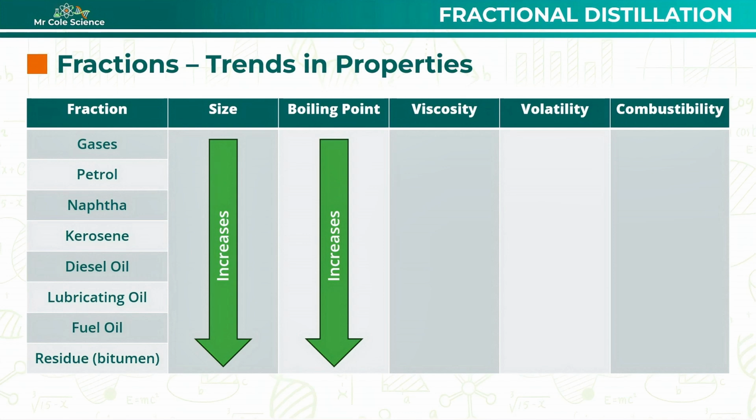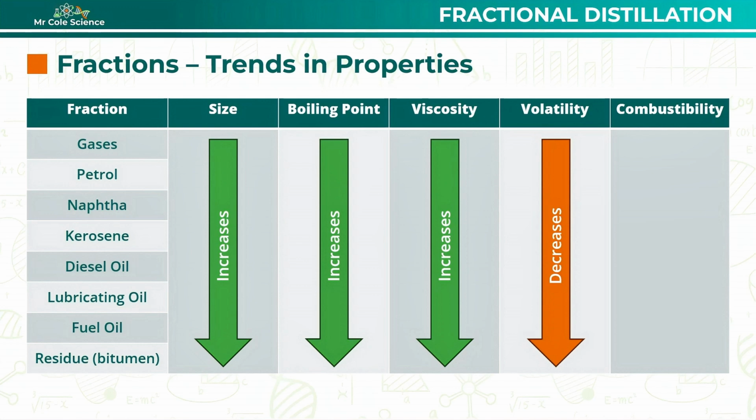But boiling point isn't the only property that changes. The viscosity of the fractions also increases. Viscosity is simply a measure of how easily a liquid flows. Low viscosity liquids, such as petrol, flow very easily, whereas high viscosity liquids, such as bitumen, are much thicker and flow much more slowly. The volatility of the fractions, however, shows the opposite trend.